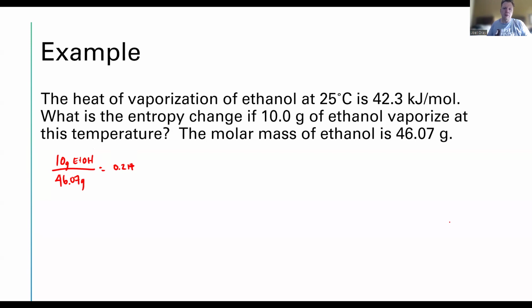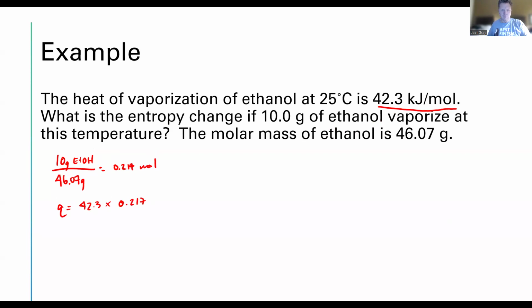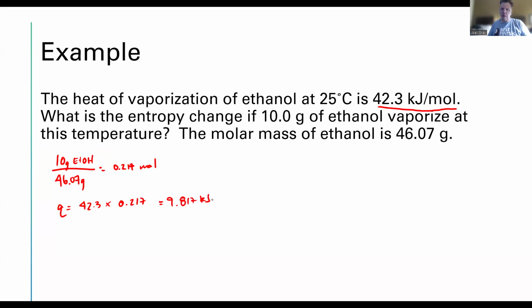The next thing that we need to do is calculate Q, which is going to be our heat evolved. Q is equal to this 42.3 kilojoules per mole times our number of moles. So 42.3 times 0.217, and that is going to equal 9.817 kilojoules. And that's it. It's not kilojoules per mole.